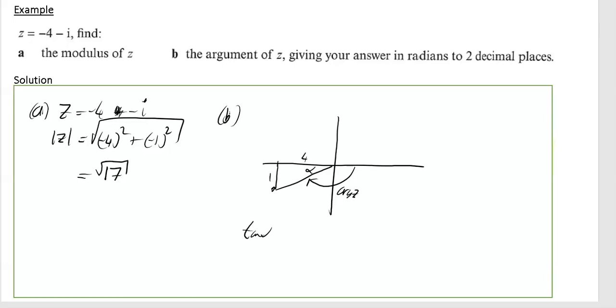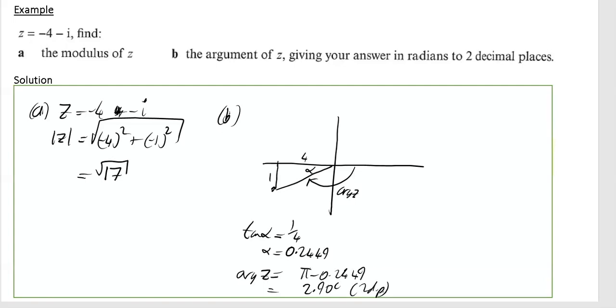So tan of alpha is equal to 1 over 4, which means alpha is equal to tan to the minus 1 of a quarter, which was 0.2449. So I've just worked out this wee bit up here, which is 0.2449. What I'm going to do is take that away from pi to find out what this angle is. So it was pi minus 0.2449, which works out to be 2.90 radians to 2 decimal places.